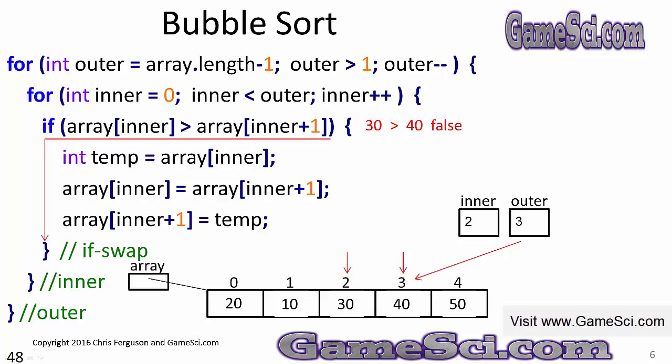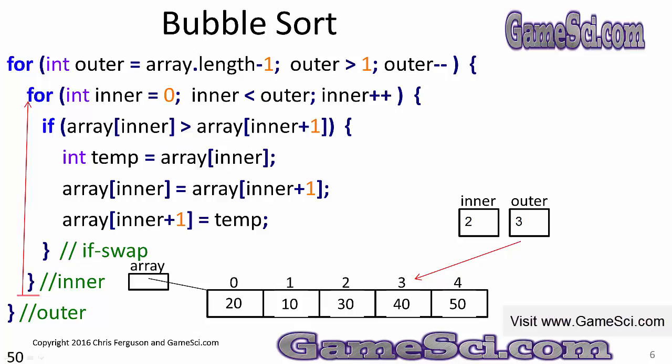We're going to compare adjacent numbers, and every time they're out of order, swap them. Well, they're not out of order. 30 and 40 are in perfect order. So skip the swap, hit the end of the inner loop. At the end of the inner loop, we'll come back up and do an inner plus plus.